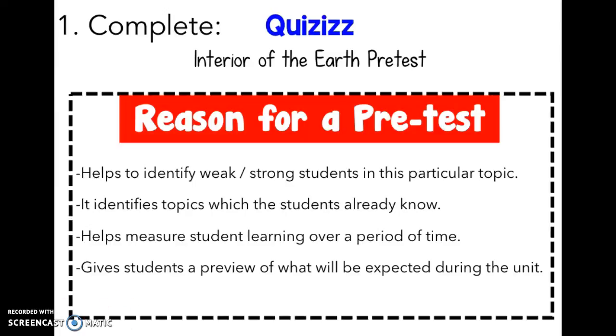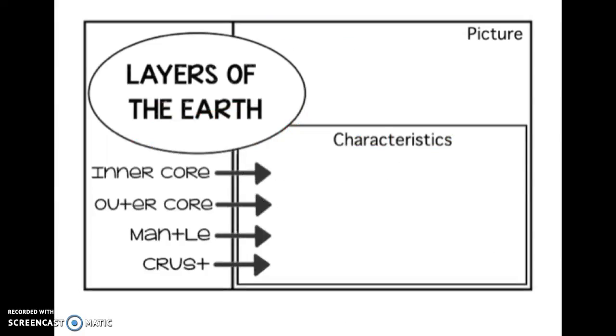Once you are done with that, you're going to complete one sheet called a Frayer model, and it looks like this. These are the layers of the Earth: the inner core, outer core, mantle, and crust. And what I would like you to do is fill out as much as you can on this piece of paper, whether you think it's right or maybe you're not so sure.